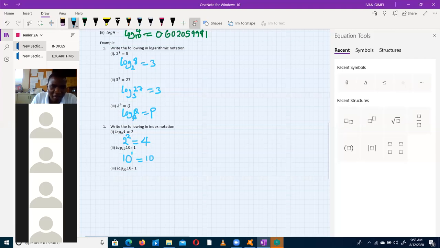Let me just edit this slightly. I make this one, put 6 zeros, and I come here. What will be the answer here, even if I don't put it? 10 to the power 4 is equal to 10,000, and that is it. So that is indices.